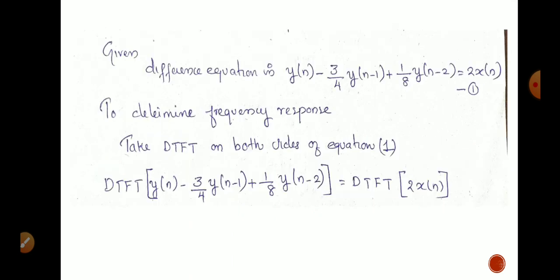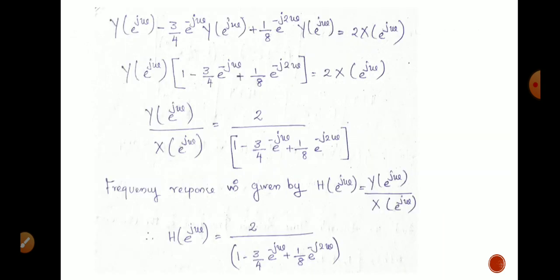The given difference equation is y of n minus 3 by 4 y of n minus 1 plus 1 by 8 y of n minus 2 equal to 2x of n. To determine the frequency response, take the DTFT on both sides of equation 1. Then the DTFT of y of n minus 3 by 4 y of n minus 1 plus 1 by 8 y of n minus 2 equals the discrete time Fourier transform of 2x of n. Then on taking the discrete time Fourier transform, we get the equation as Y of e raised to j omega minus 3 by 4 e raised to minus j omega into Y of e raised to j omega plus 1 by 8 e raised to minus j 2 omega into Y of e raised to j omega equal to 2X of e raised to j omega.